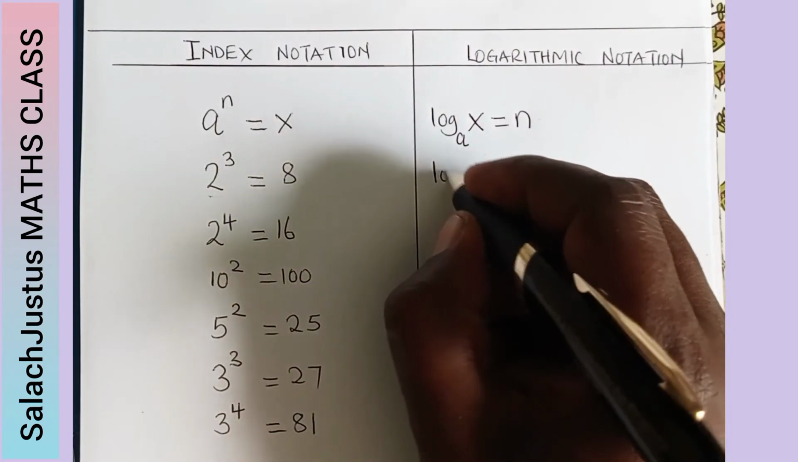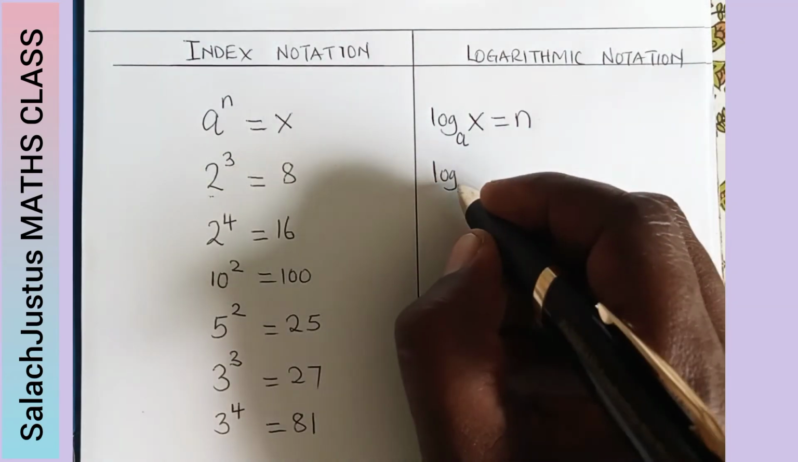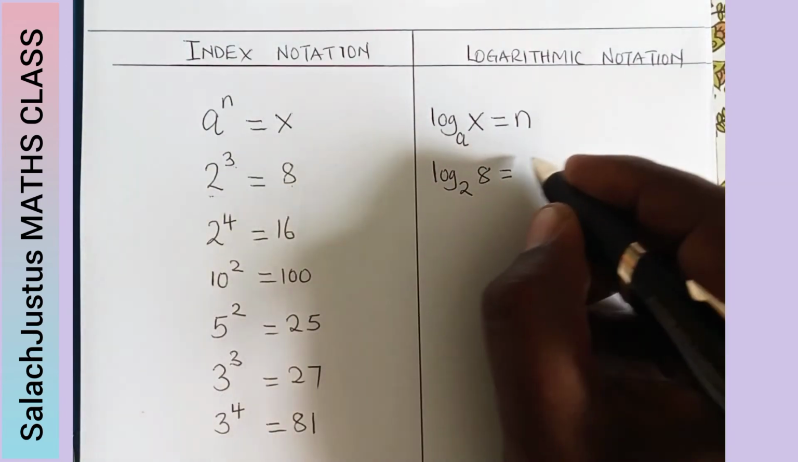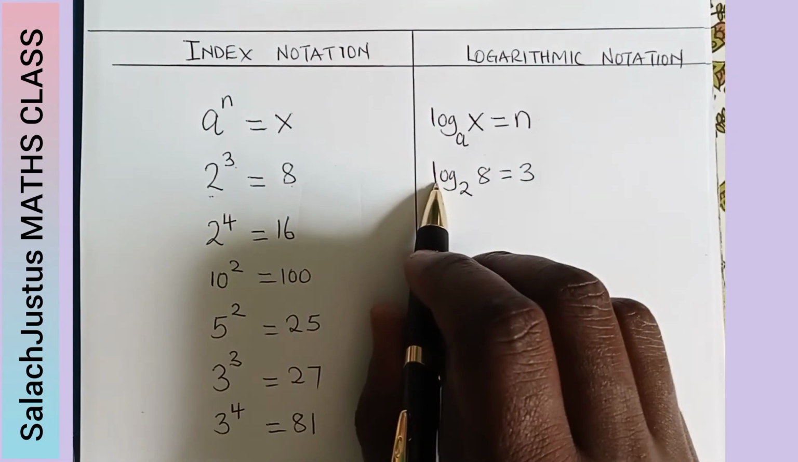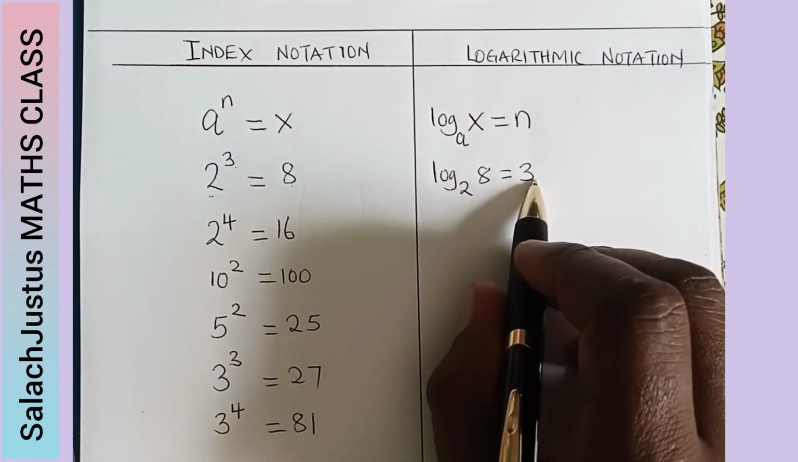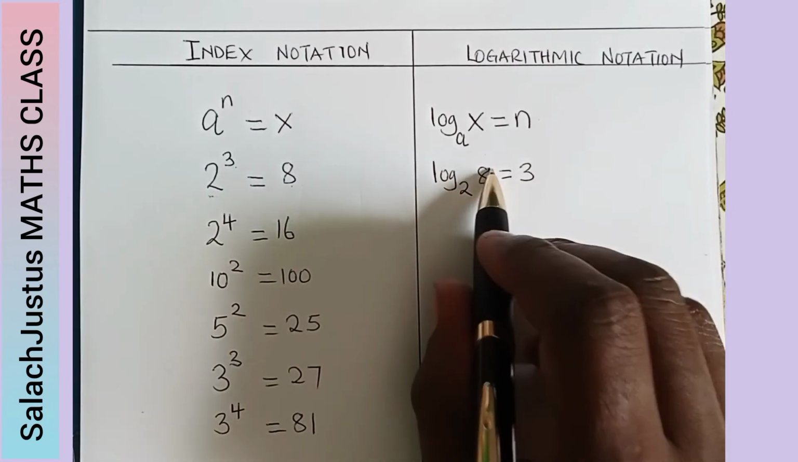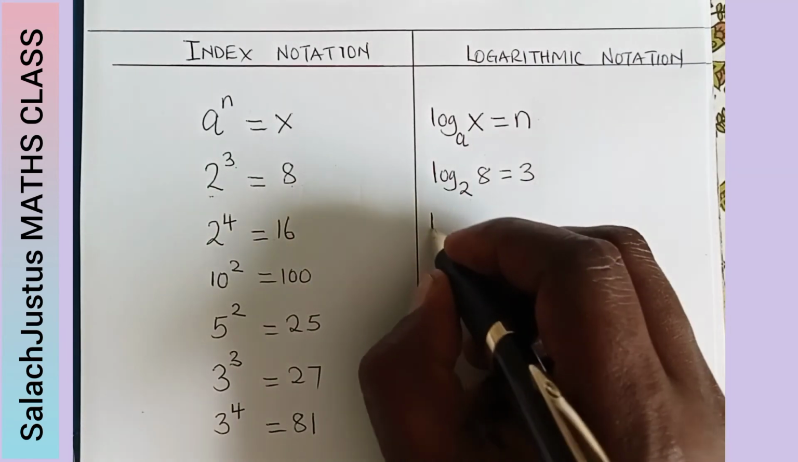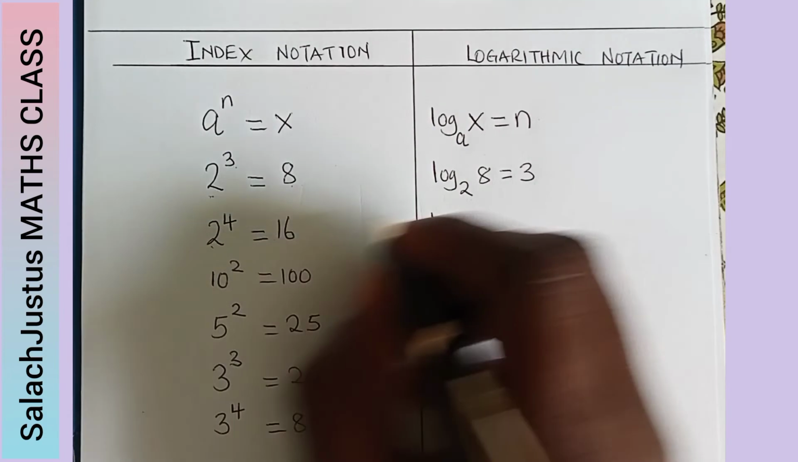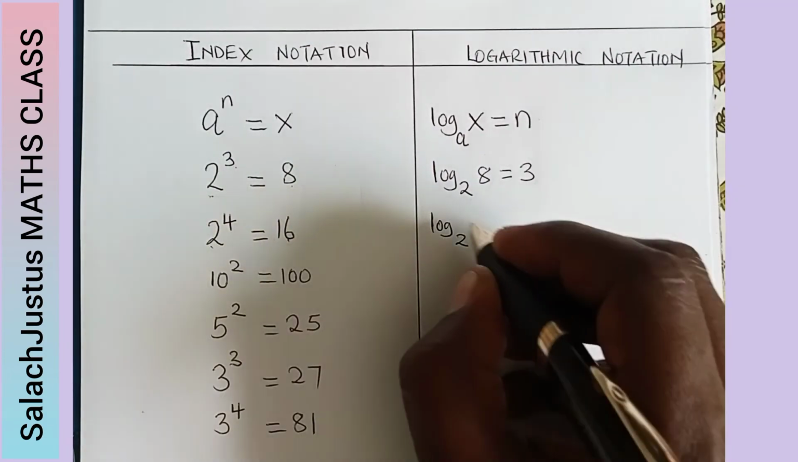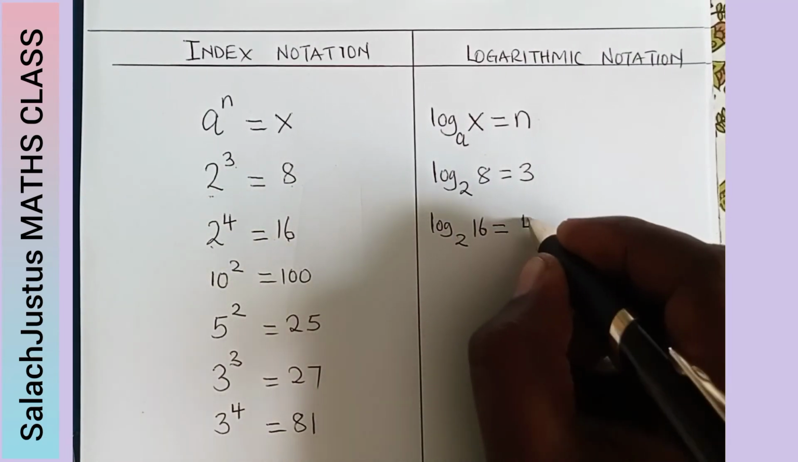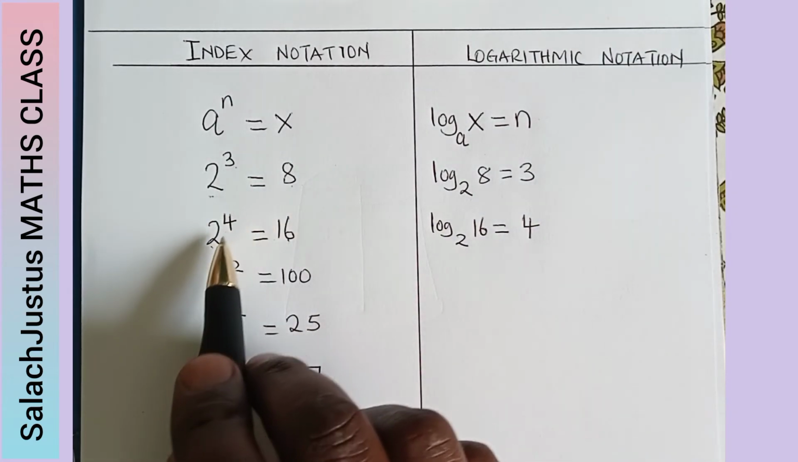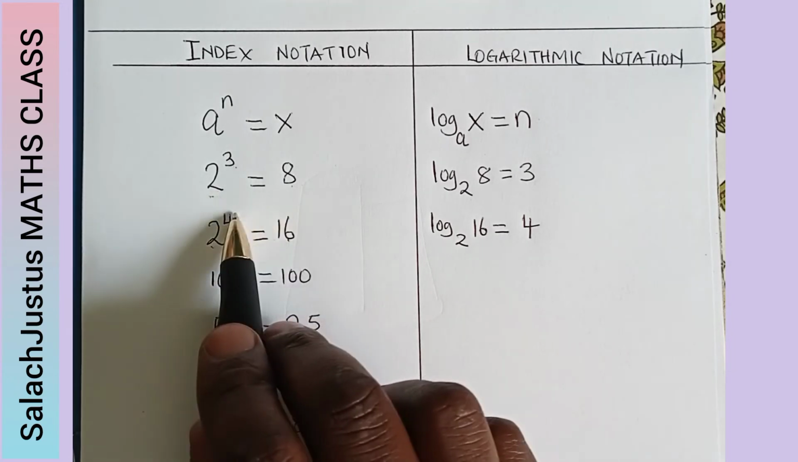Therefore, this can be written as logarithm to base 2 of which number? 8 is what? 3. Logarithm of 8 to base 2 is equal to 3. Logarithm to base 2 of 8 is equal to 3. This example here is logarithm to base 2 of the number 16 is how many? 4. So logarithm to base 2 of 16 is equal to 4.